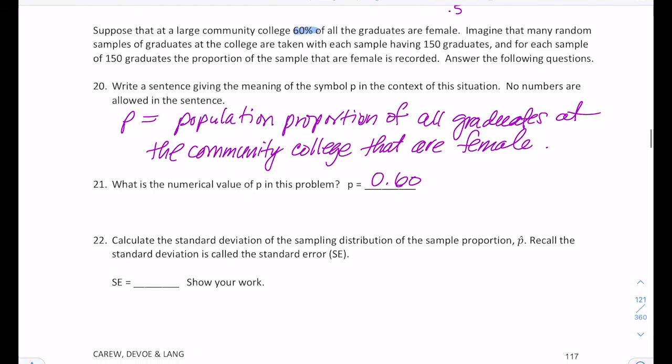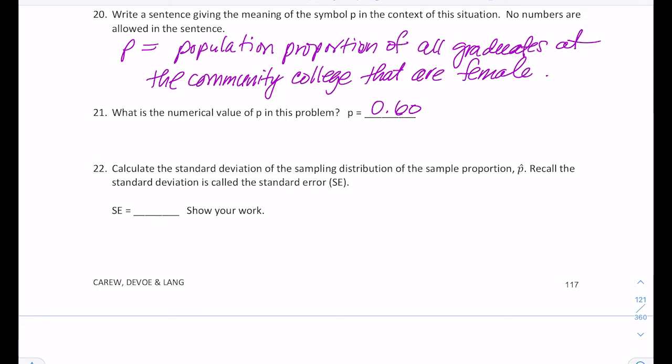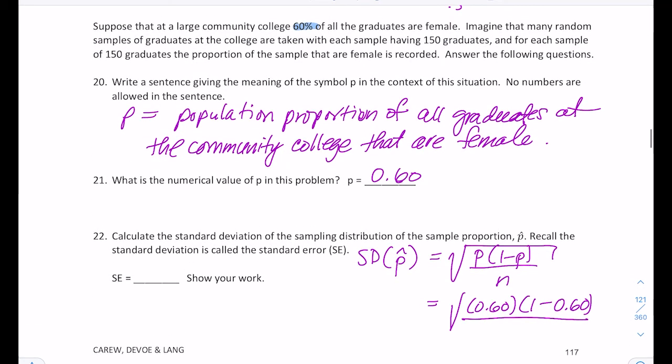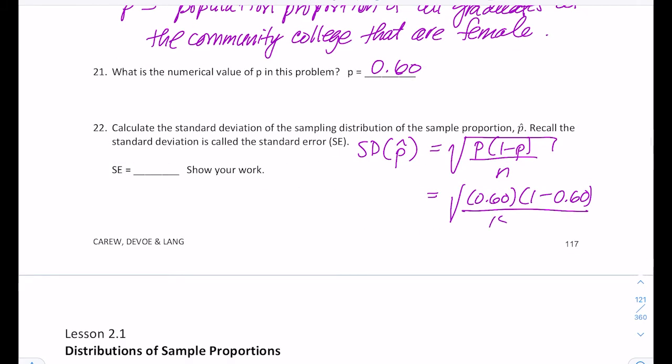To calculate the standard deviation of the sampling distribution of the sample proportion p hat, we need to find the standard error. So if you'll recall, the standard error is just finding the standard deviation of p hat. And the way we find that is by taking the square root of p times 1 minus p over the sample size. So if I want to find the standard deviation of my sampling distribution, p here is 0.60, and I'm going to multiply that by 1 minus 0.60 over my sample size. So n in this problem is 150 graduates. That's my sample size. And we're going to use this formula to estimate what the standard deviation is, because it's unknown. When you multiply all of that out, you'll get 0.04. So that would be my standard deviation of my sampling distribution, or my standard error.